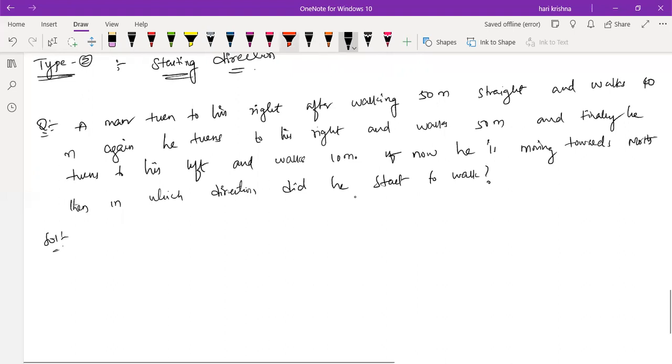So we'll do the conventional method first. We don't know any direction. What is the starting direction? So assume he's going in the north direction. So we'll assume the person is walking towards the north.